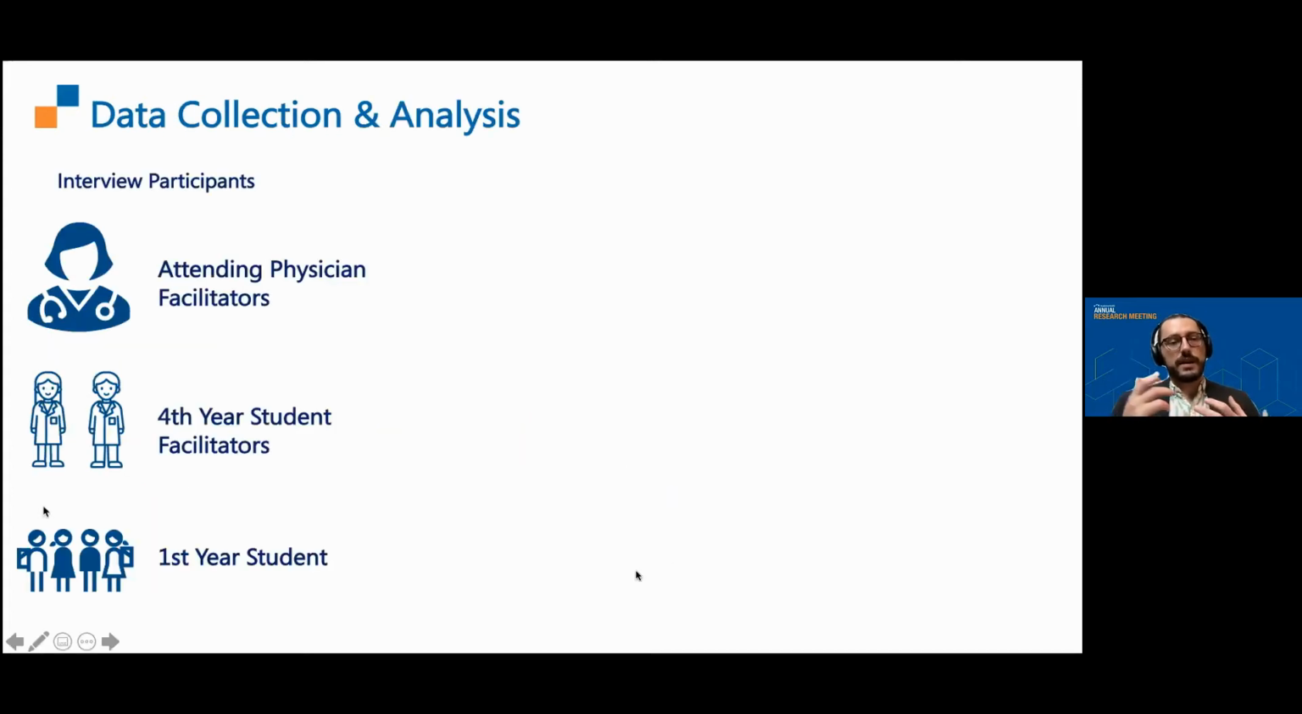We're working across a couple of different participants: attending physician and fourth-year student facilitators who were teaching and leading the course and the discussions, as well as the first-year students themselves. The reason we did this is to get some variation, as well as different perspectives in relationship to practice, as well as education.